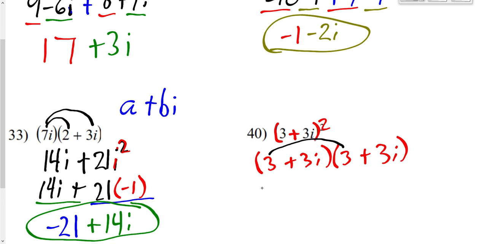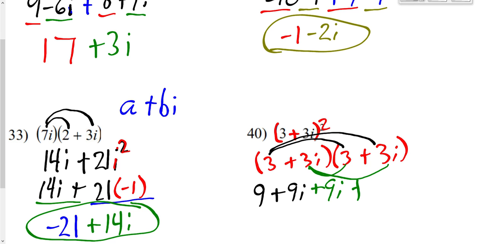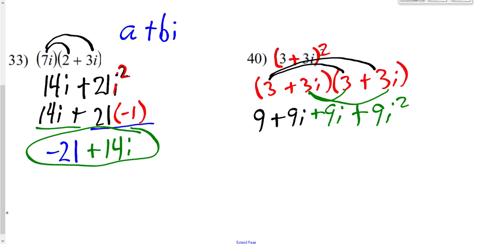So 3 times 3 is 9. 3 times this would be 9 of the i's. And then I do this times this, which is also 9 of the i's. And then I do this times this, which is 9 of the i squareds. Now I can go ahead and do a little bit of simplifying. I have like terms, 9 of the i's plus 9 of the i's is 18 of the i's.